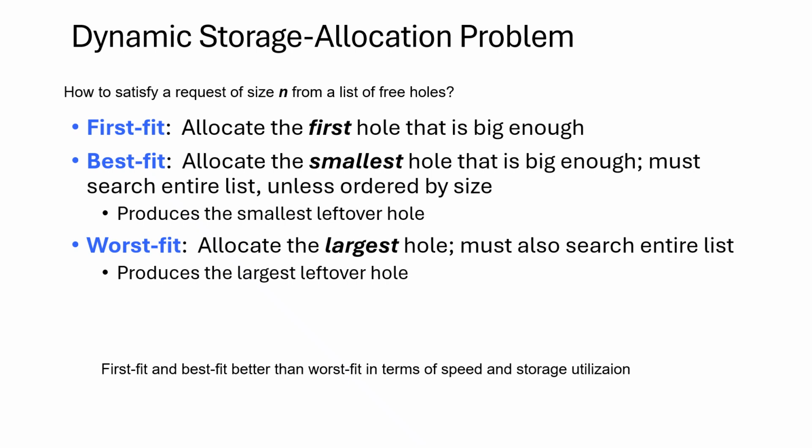Best fit: allocate the smallest hole that is big enough. Search the entire list. So if you want to load that process, you have to see which hole is closest to it, look through the entire list and find which is suitable for the particular process, then allocate. Worst fit: allocate the largest hole. Here a large amount of space will be left over. So first fit and best fit are better than worst fit in terms of speed and storage utilization.